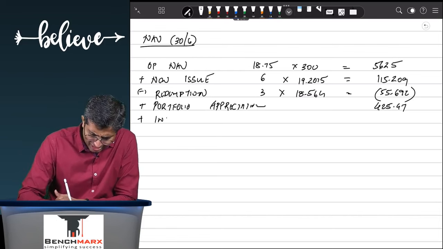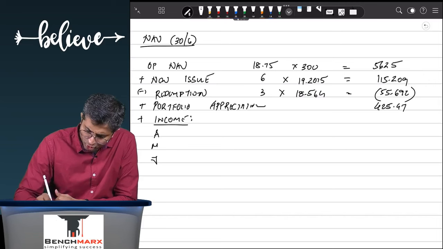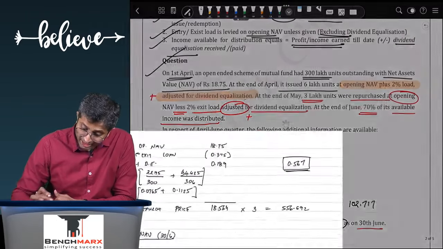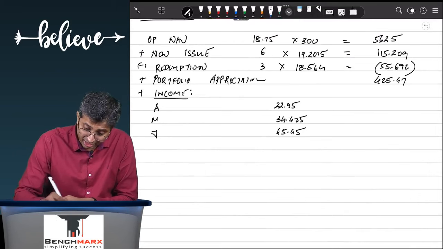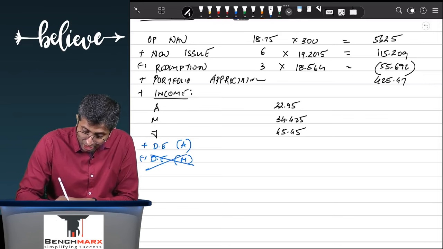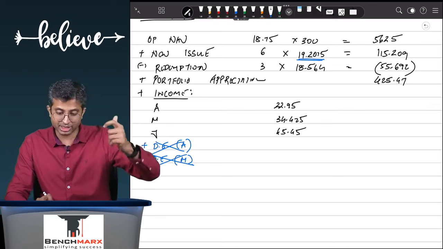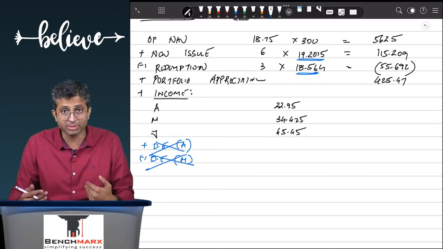So we can say that your incomes for the month of April plus May plus June, if you go to see, your incomes are 22.95, then 34.425 and 45.45. This is your incomes which are available for distribution. Apart from that, there is technically a dividend equalization for the month of April minus dividend equalization that you have paid for the month of May. Now I will not consider them again because I have taken 19.2015, in which case the dividend equalization has already been added, and I will not subtract because when I take 18.564, the dividend equalization has already been subtracted.